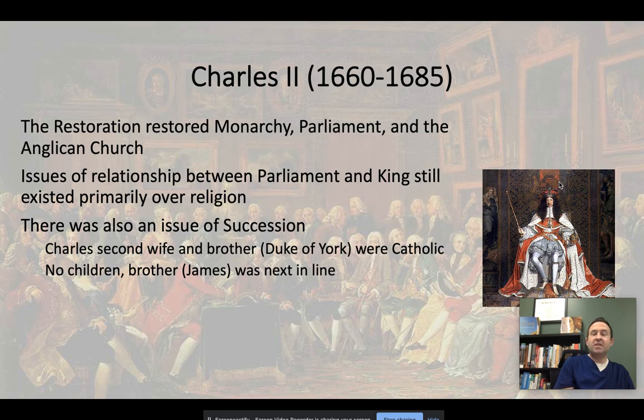Charles will also dissolve Parliament when it passed a law denying royal succession to Catholics. So Parliament passes a law that says, okay, royal succession is fine as long as the successor is not a Catholic. And as a result, Charles dissolves Parliament and then on his deathbed declares himself a Catholic.